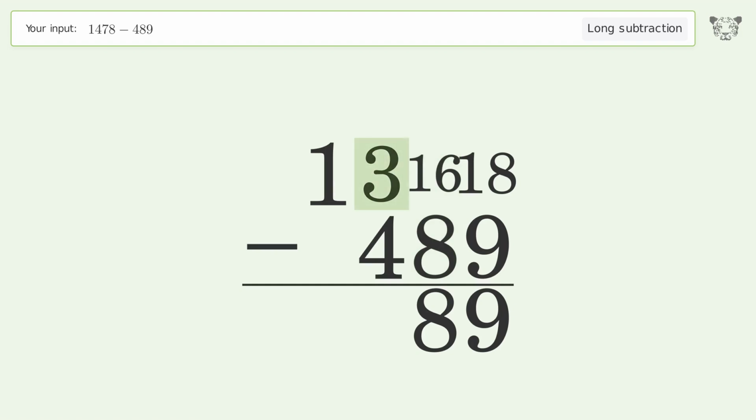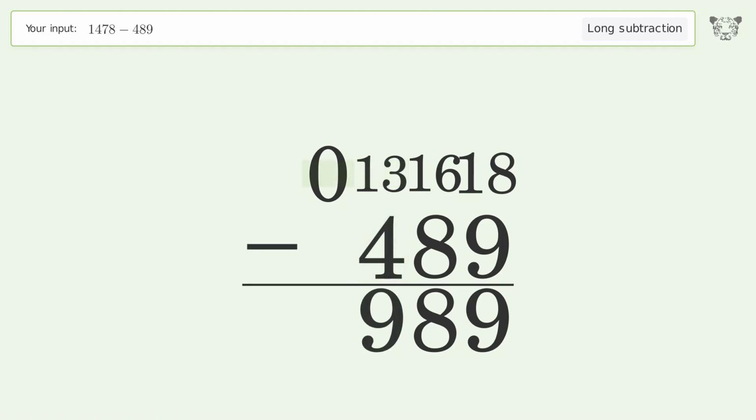Because the upper digit, 3, in the hundreds column is too small to get a positive difference, borrow 1 from the digit, 1, in the next number place which becomes 0, and get 13. 13 minus 4 equals 9. Write 0 in the thousands place. And so the final result is 989.